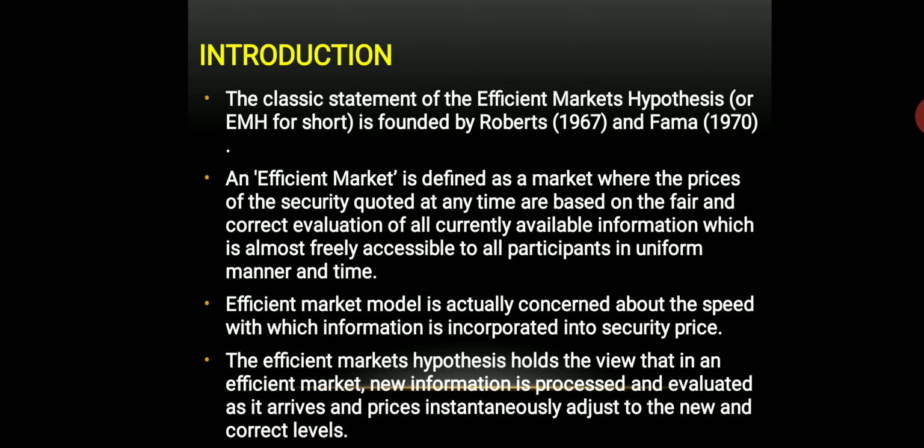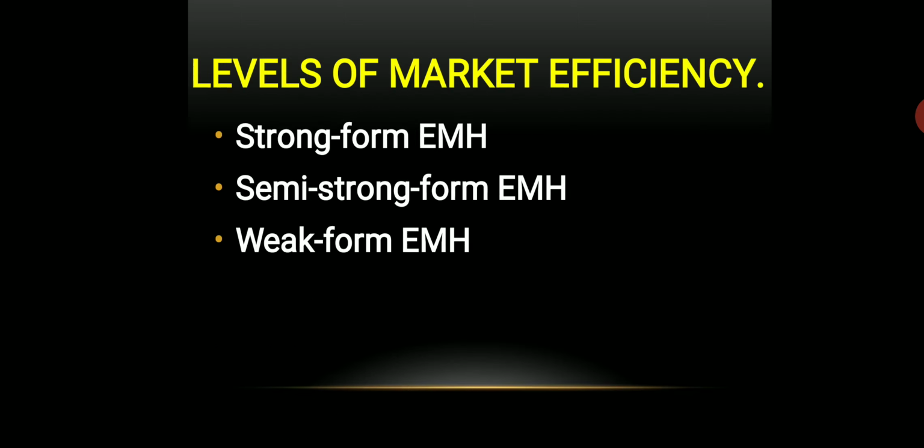Got the idea? So the efficient market hypothesis holds that in an efficient market, new information is processed and evaluated as it arrives, and prices instantaneously adjust to the new and correct levels. So the information will affect the security prices, and security prices will be adjusted accordingly to the correct levels. So the information availability or the level of efficiency can be categorized into three forms. The first form is strong form of efficient market hypothesis. The second one is semi-strong form. The third one is weak form of efficient market hypothesis.